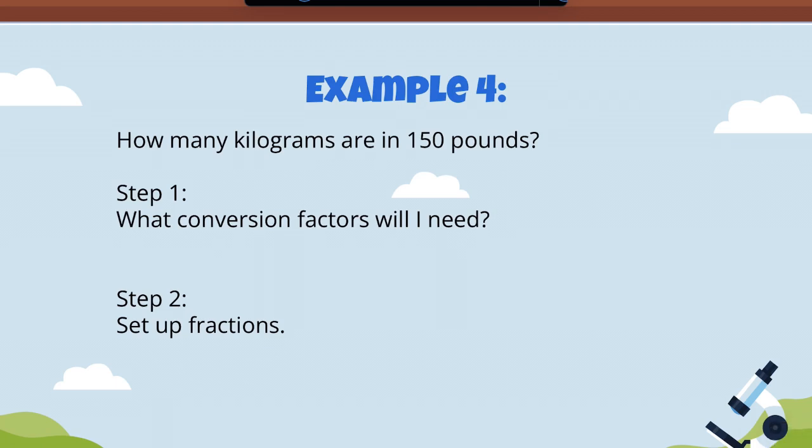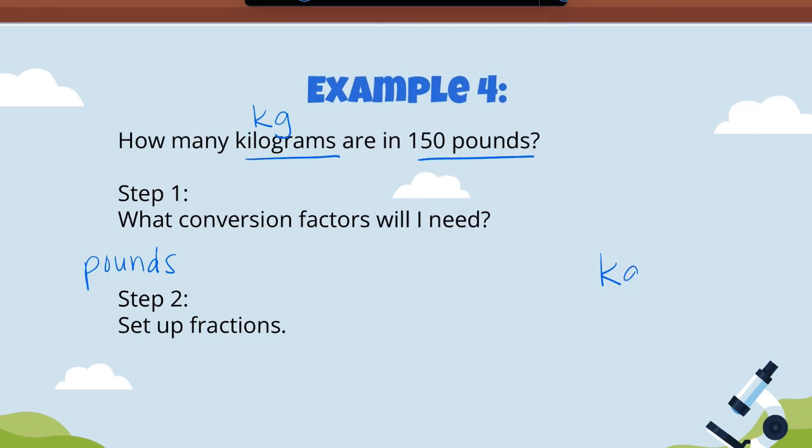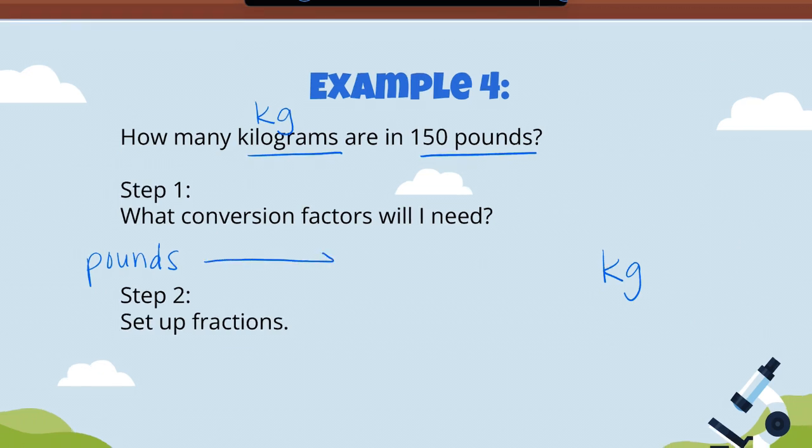Example 4, let's convert 150 pounds to kilograms. Okay, so I'm trying to convert from pounds, and I'm trying to get to kilograms. Again, in the metric system, kilo is K, grams are G, so I'm going to abbreviate it kg. Okay, so let's take a look, because again, I'm going from the imperial system to the metric system. Let's figure out some conversions that can help me. If I look back at my helpful conversion factors, I can see that I'm given the conversion from pounds to grams.